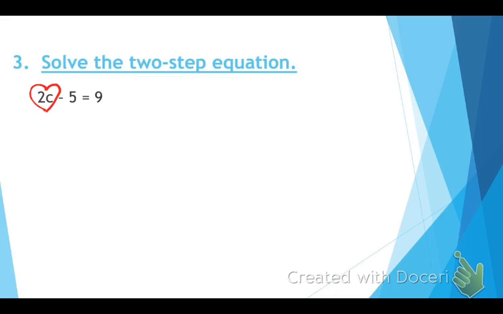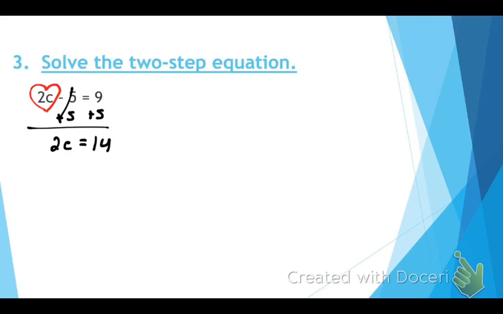Remember, we learned the rule, add or subtract first. How do I get rid of subtract by 5? Add by 5. You do the opposite or the inverse. We're going to add by 5 to both sides. These cancel out. On the left side, you're just left with 2C equals, and class, what's 9 plus 5? 14.